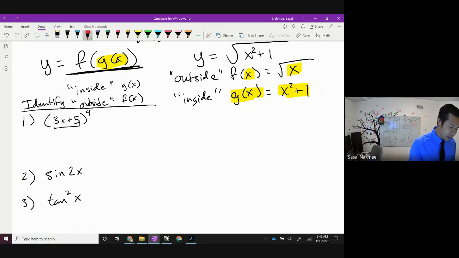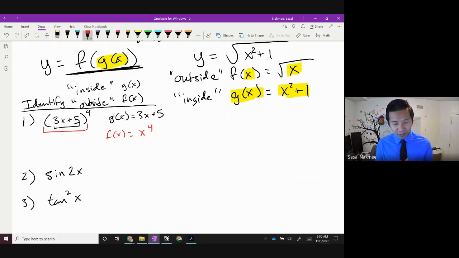And then the outside function is this stuff being raised to the 4th power. So when I asked what's the inside function, I'd say g of x in this case is equal to 3x plus 5. That's literally on the inside of, well, what's the outside function? My outside function is some stuff to the 4th power. Traditionally, though, we write this as x to the 4th, right? So that's the idea. The outside function is some stuff to the 4th power.